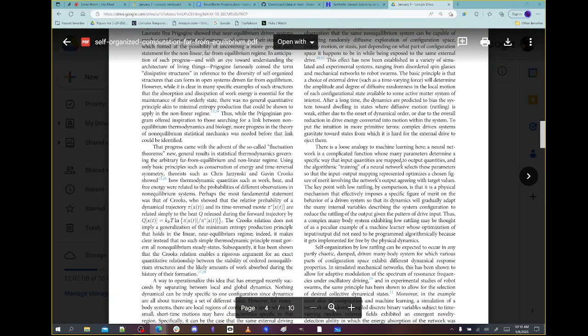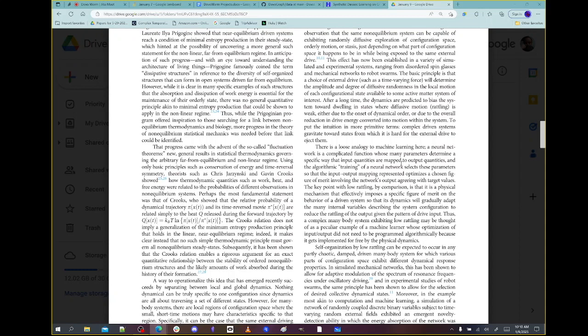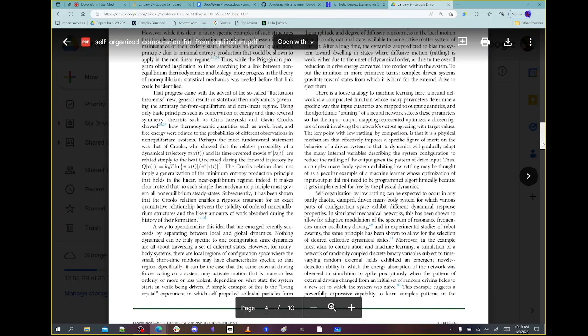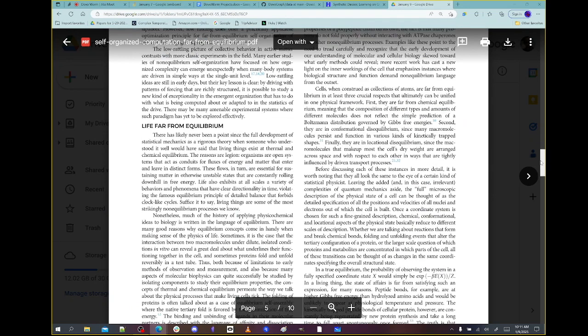So then he gives a loose analogy to machine learning, because of course he does. A neural network is a complicated function with many parameters that are mapped to output quantities. You're training the network, selecting the parameters so that the input-output mapping optimizes the configuration. And that's an analogy to what's going on here with this low rattling, self-organization by low rattling. So this is kind of what he talks about.